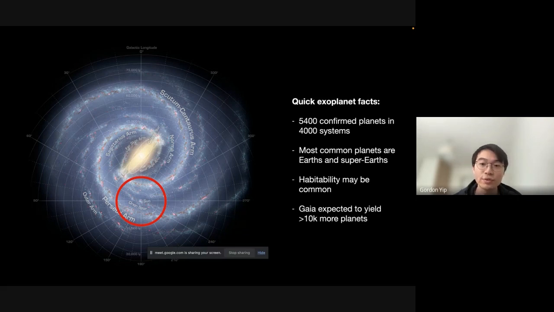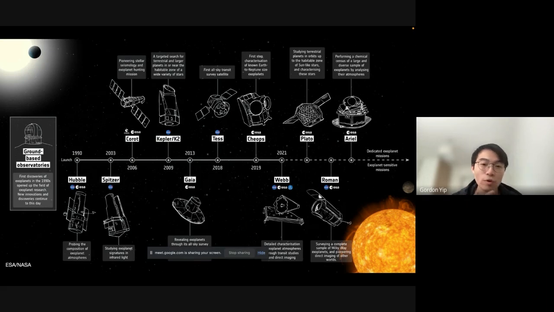They expect to yield 10K more planets, but we expect that there will be many more planets to be discovered. So really it is a big data problem. And here's a diagram showing you all of the different missions that ESA and NASA put together, especially for exoplanets as well. On the first row, you've got the dedicated exoplanet missions, and on the second row, the bottom panel, you've got the exoplanet-sensitive missions, basically missions that are not dedicated to exoplanets, but can detect exoplanets.